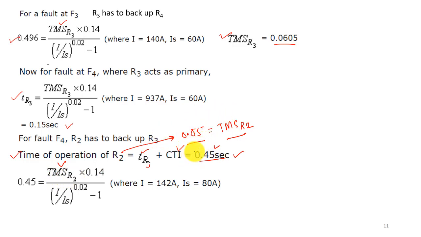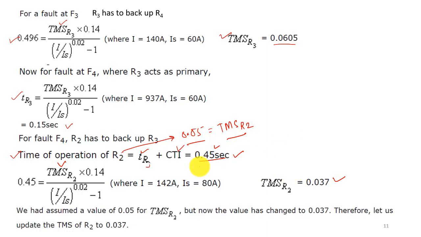If it will not match, then we'll go for the next iteration. Okay. So let us calculate the TMS value of R2. So it is found 0.037. It is in fact not matching. There is a huge deviation between 0.05 and 0.037. So therefore we'll go for the next iteration.